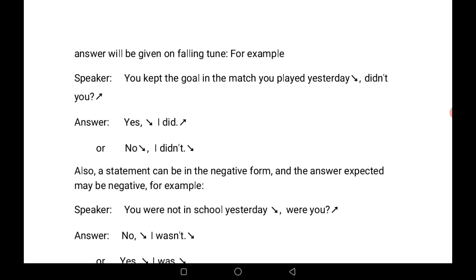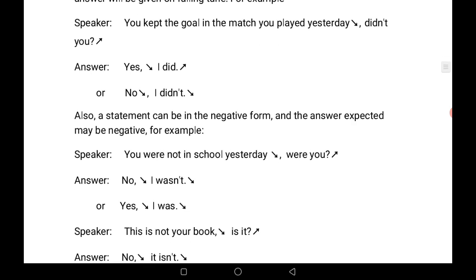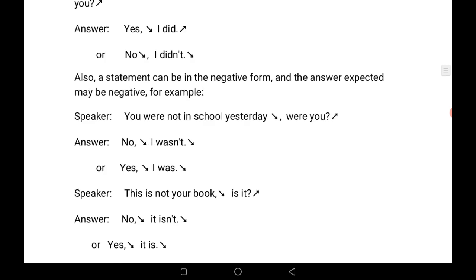Minus times plus. Do you get what I'm saying now? So when you have a positive statement, you have a negative question tag. And when you have a negative statement, you have a positive question tag. Now, you were not in school yesterday, were you? No, I wasn't. That's a falling tune. Or yes, I was. That's also a falling tune.